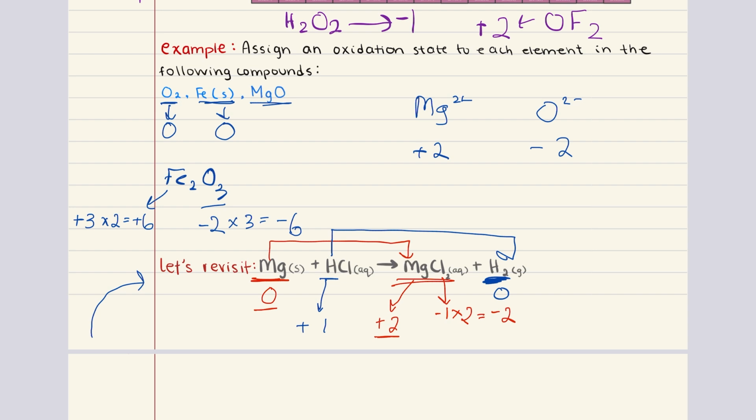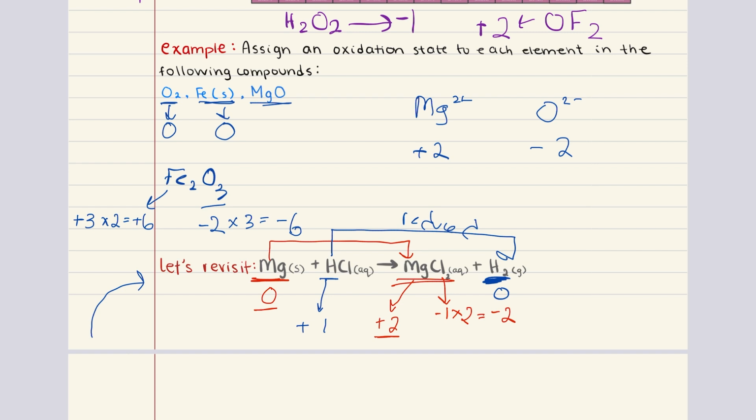The oxidation number for hydrogen decreases from +1 to 0, meaning that hydrogen gains electrons and is therefore reduced. So now we understand why we said magnesium is oxidized and the hydrogen ions in hydrochloric acid are reduced.